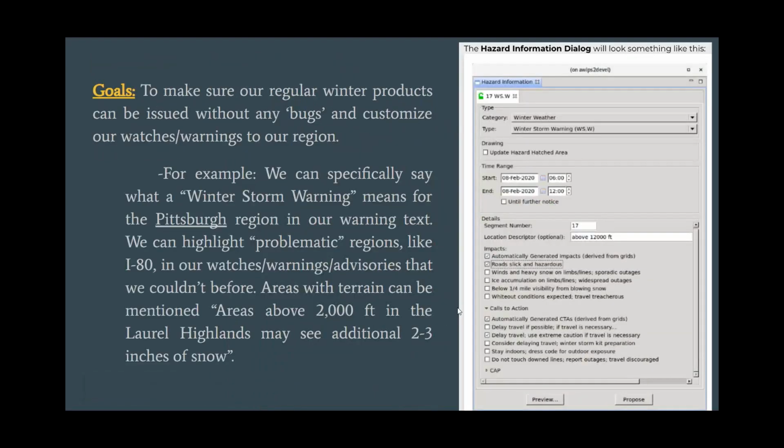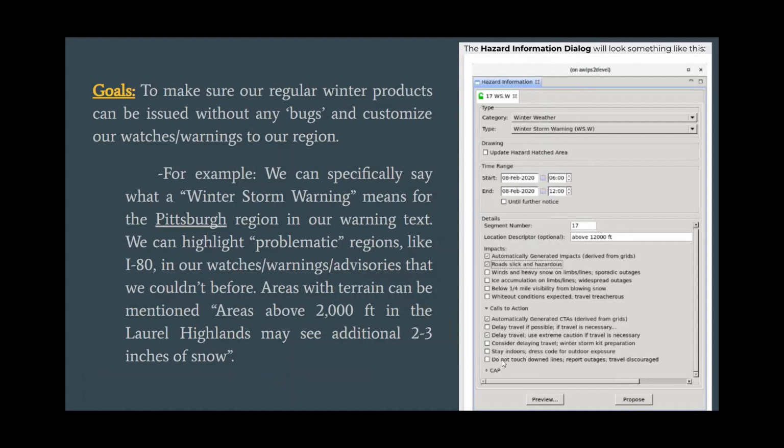So the goal is pretty much to customize our winter storm watches, warnings, advisories, stuff like that, which we haven't done before. On the right here is what it looks like as a setup for, say, a winter storm warning. You have the time, these impacts and calls to action. I have some screenshots of what we have later. This is actually for a different site. I think, because it says 12,000 feet, that's wrong, this is probably for Boulder.